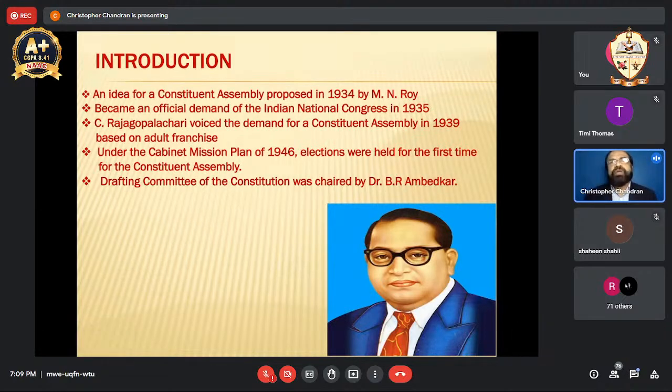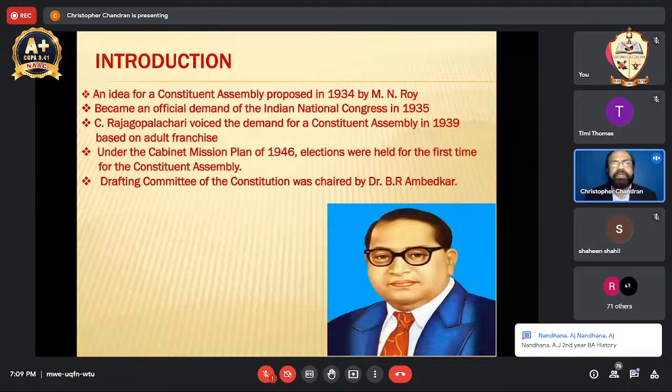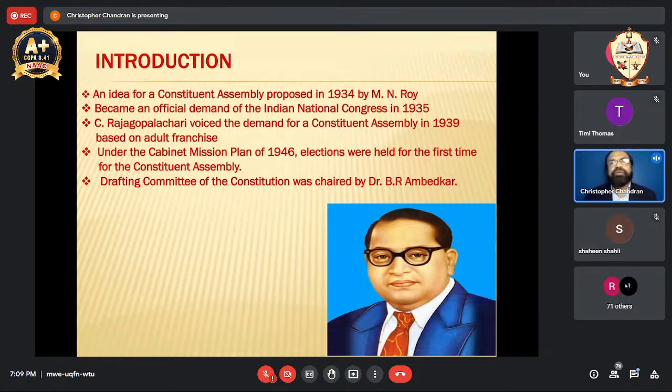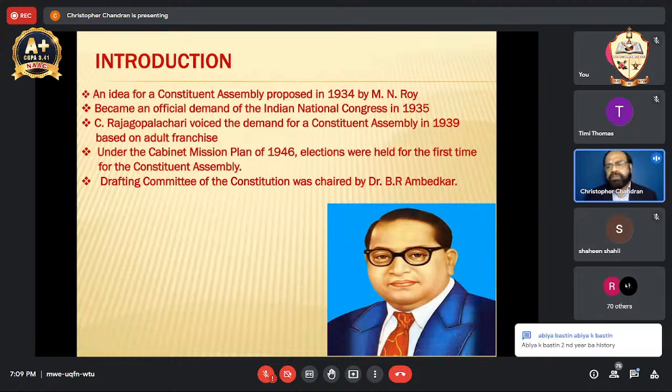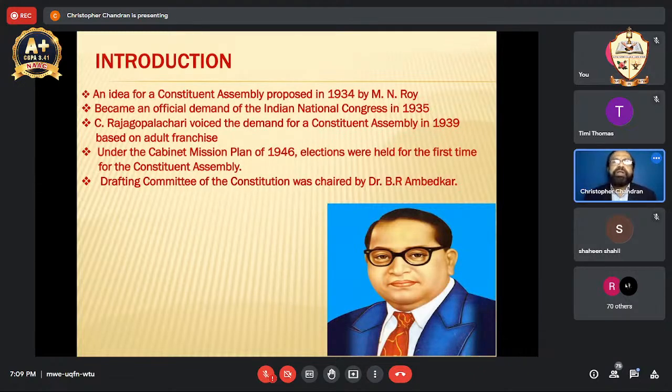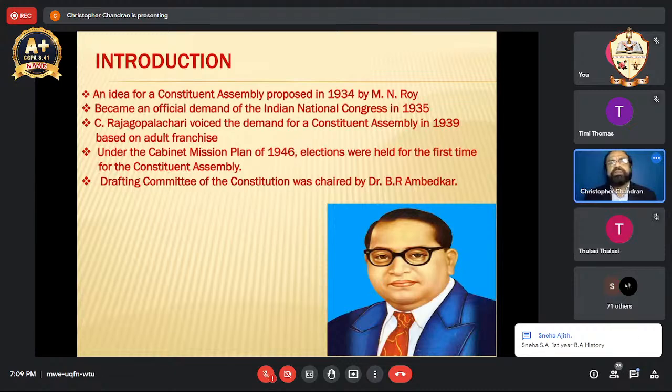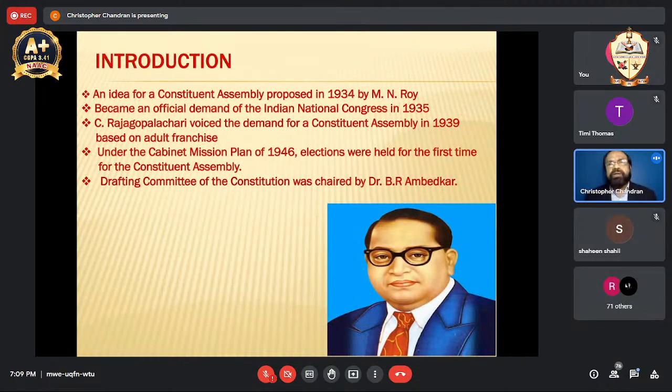It is a sign that we are all treated equal. All of us are subject to the same law. Our rights are the same. Our freedoms are the same. Our punishments will be the same. That is the sign of a constitution. So as early as 1934, we started demanding a constitution for India, by M.N. Roy, and then it became the official demand of the Indian National Congress that led the National Freedom Movement. Rajagopalachari also raised that the members of the Constituent Assembly should be based on adult franchise. The Cabinet Mission Plan allowed for us to conduct an election, and then we all know the drafting committee chairman was Ambedkar.